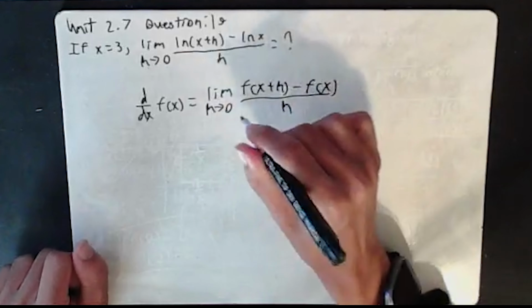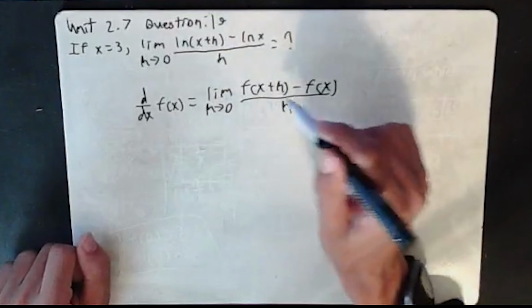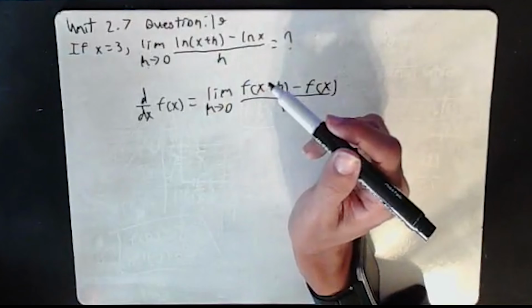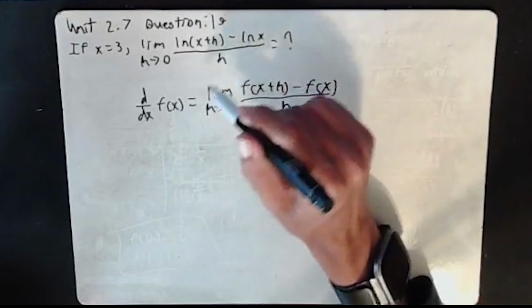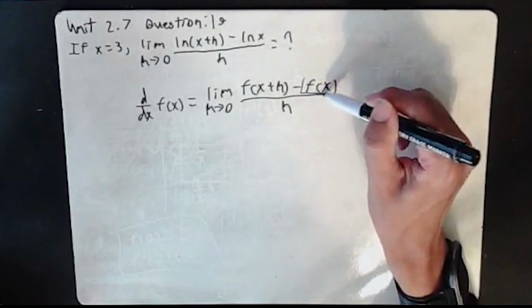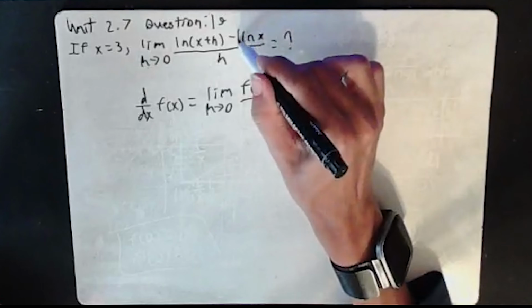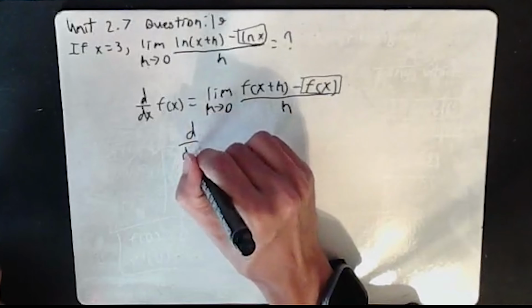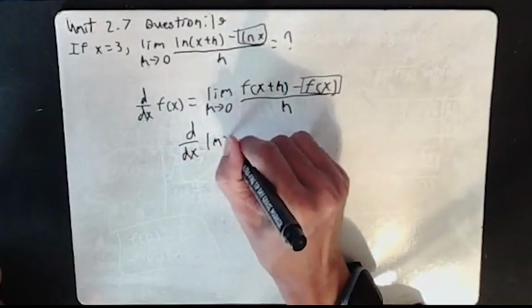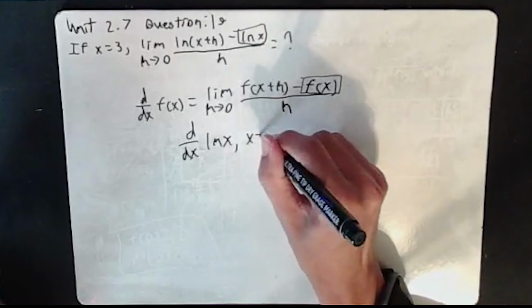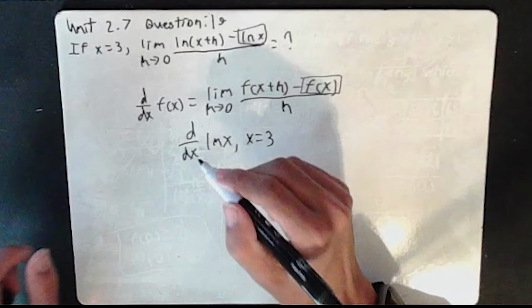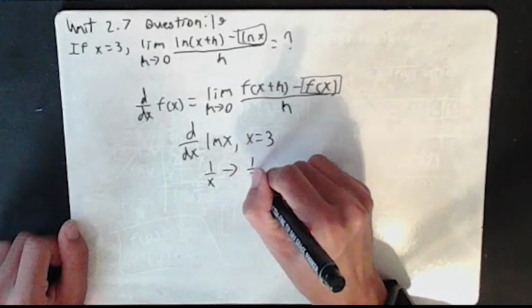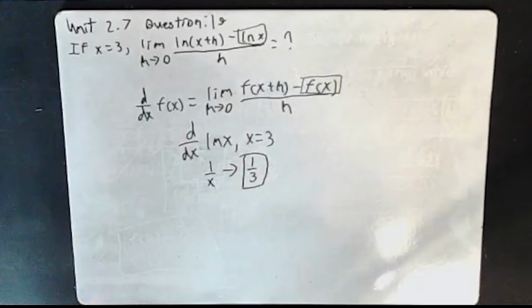So now if this is just the derivative function, we're going to work backwards and try to find f of x and then just differentiate as we know how. So we can see that minus f of x is at the very end. So we can just see what you're subtracting at the very end, which is ln x. So we're trying to find the derivative of ln x when x is equal to 3. So the derivative of ln x is 1 over x, and if we plug in 3, we get 1 over 3 as our final answer.